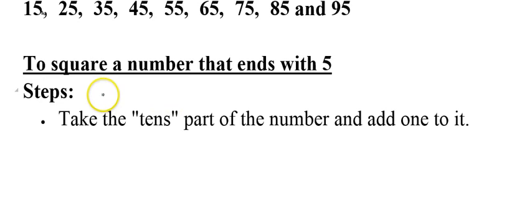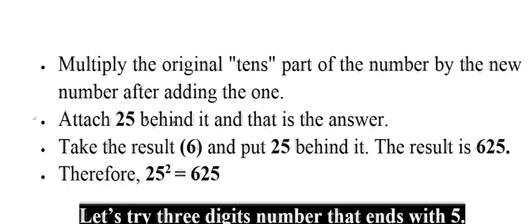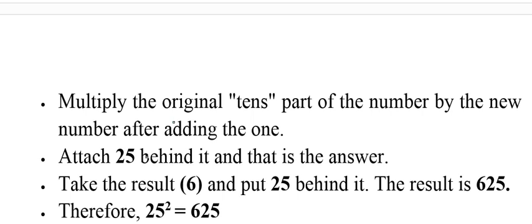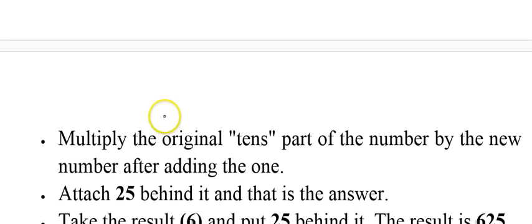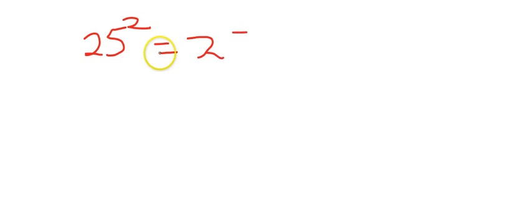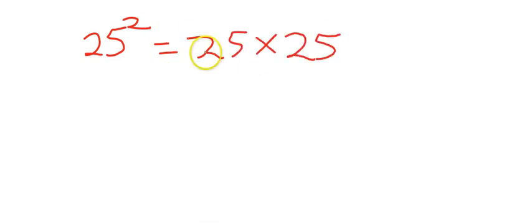The steps involved are this. You first have to take the tens part of the number and add 1 to it. Then you multiply the original tens part of the number by the new number after adding the 1. You always attach 25 behind it, and that will be your answer. Let's take an example. So we want to take an example like we have 25 and we want to square it. Squaring 25 means we are multiplying 25 by 25.